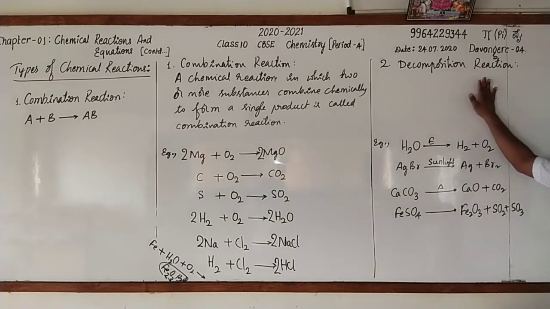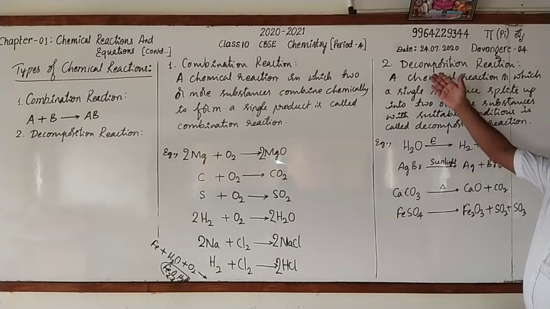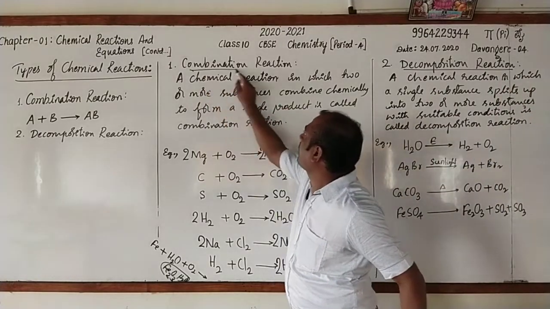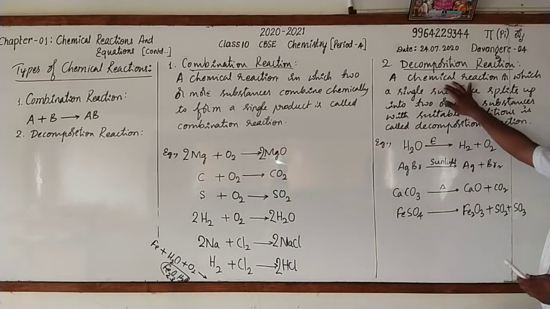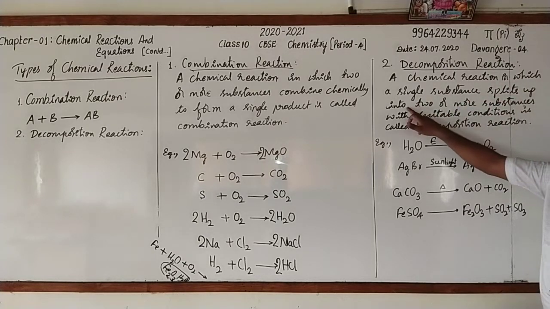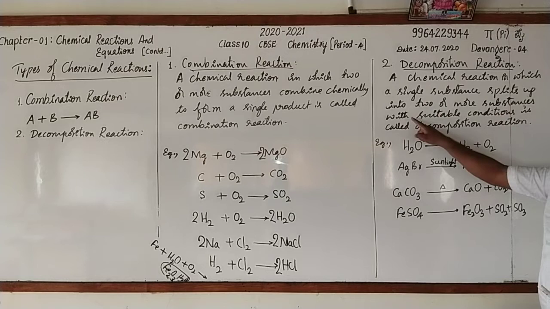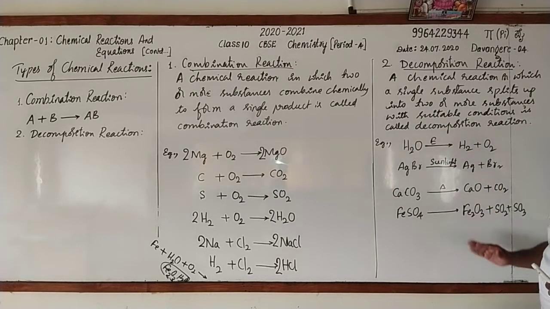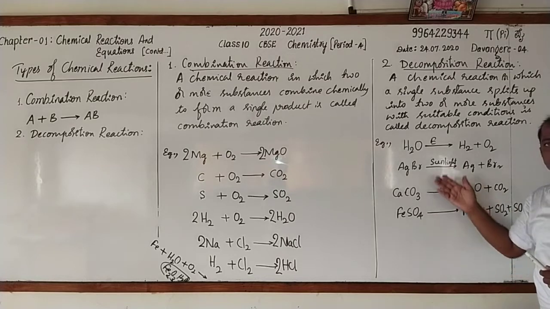Now let me write the definition of this. Yes, here I have written the definition of decomposition reaction. The definition is: a chemical reaction in which a single substance splits up into 2 or more substances with suitable conditions is called a decomposition reaction. And these are some examples.